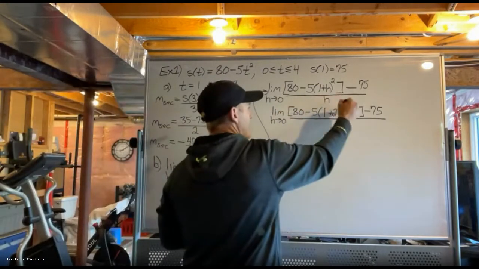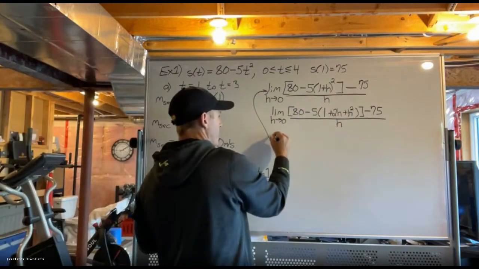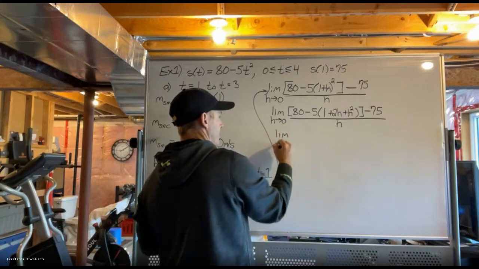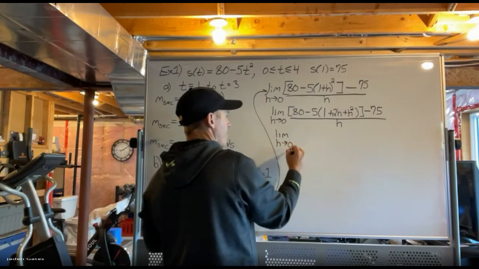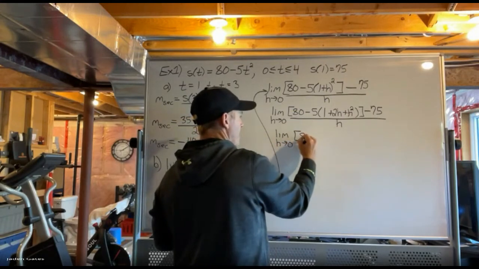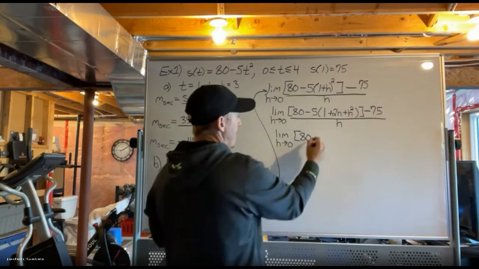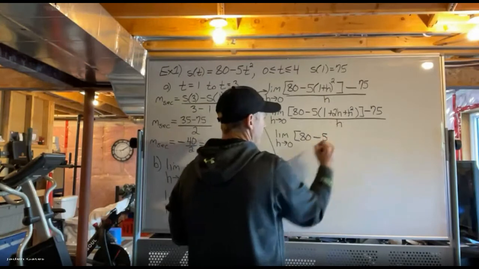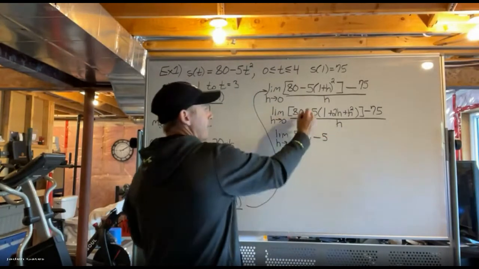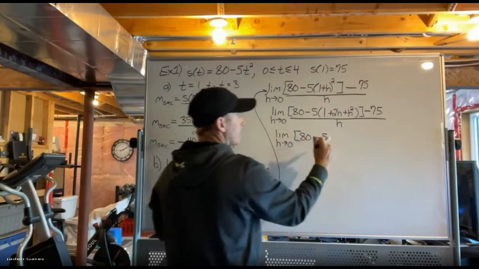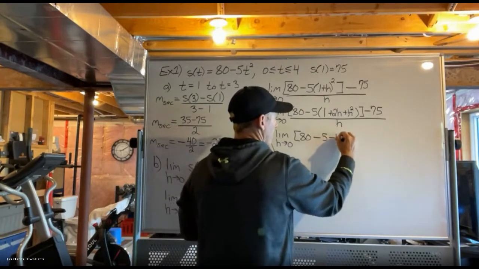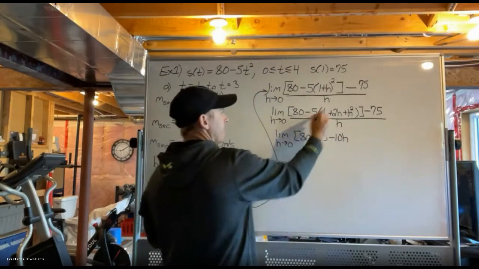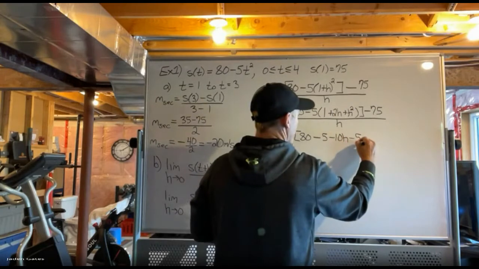All right, now, rainbow rule. I'm going to expand that negative 5 out. So again, I have the limit as h approaches 0. Again, I'm going to keep it in square brackets, keep it separated. So I got 80 minus 5 times 1 is, or negative 5 times 1 is negative 5. Negative 5 times 2h is a minus 10h. And then I have a minus 5 times h squared, which is minus 5h squared.